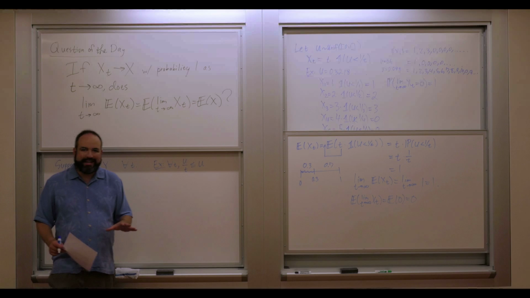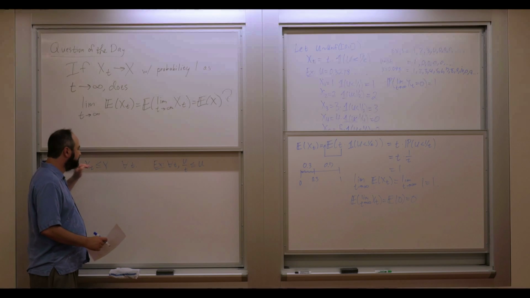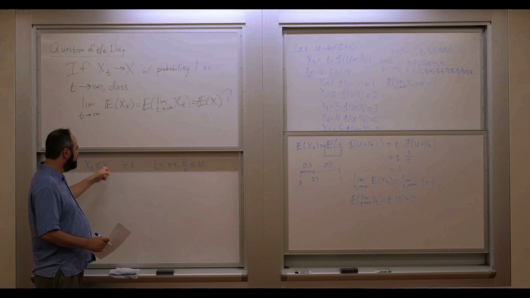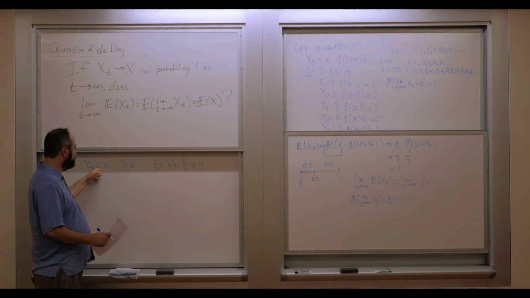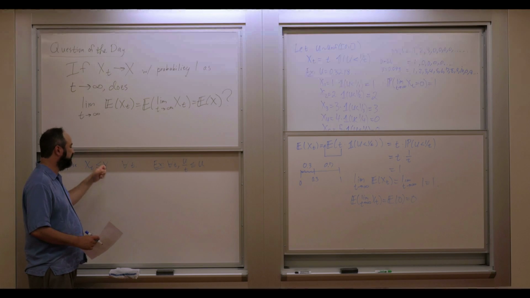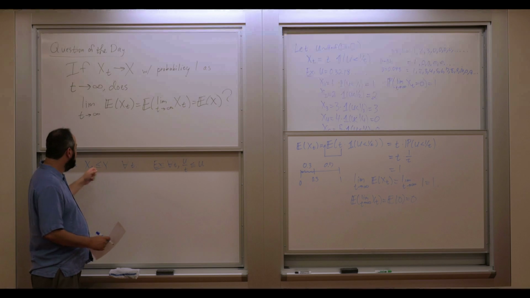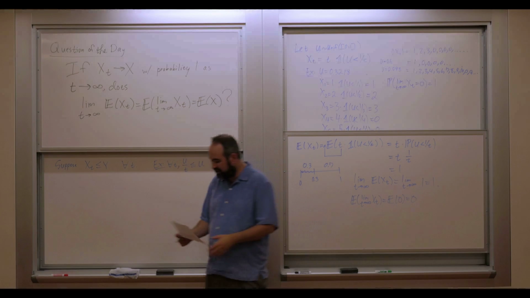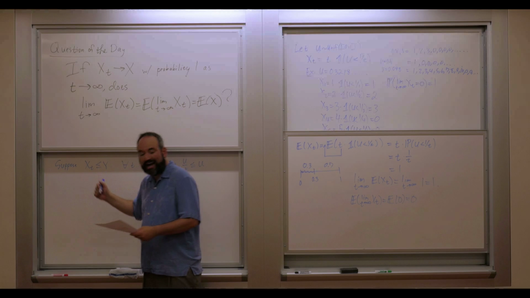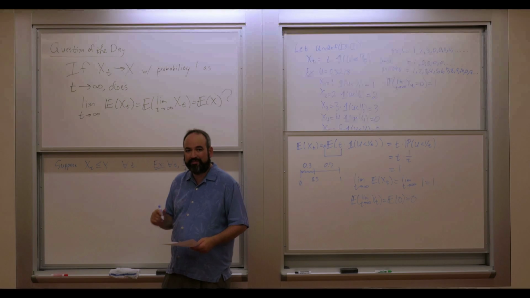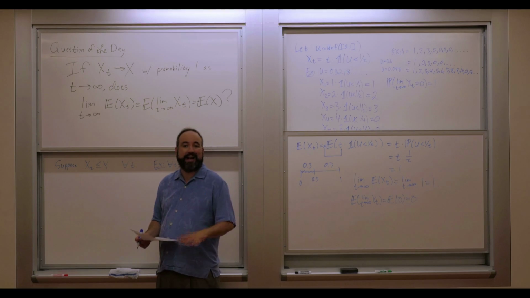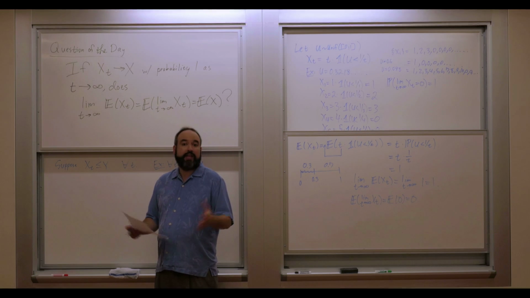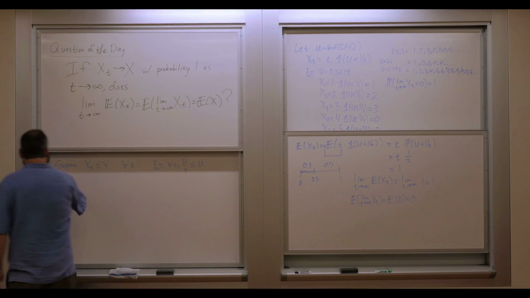So our first theorem says that if our sequence is bounded above, and the common term that we use for this is we say that the x of t are dominated by y. If the x of t's are dominated by y, then you can bring the limits in and out of the expectation as long as y has a finite expectation. So that theorem is called the dominated convergence theorem. It's also sometimes called the Lebesgue dominated convergence theorem.